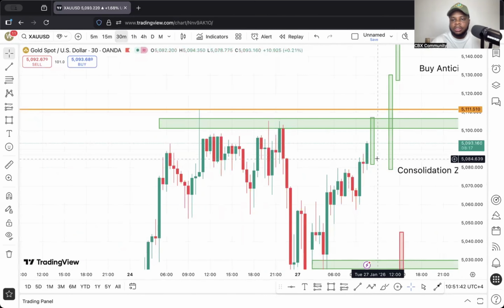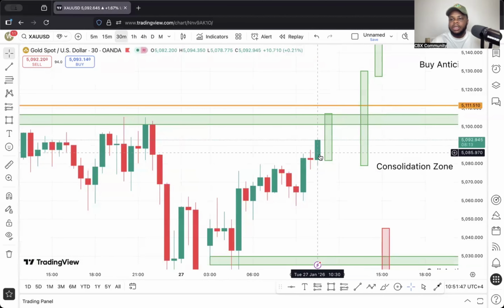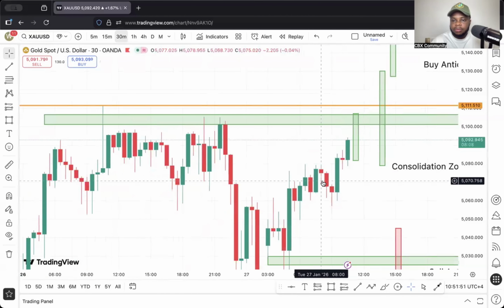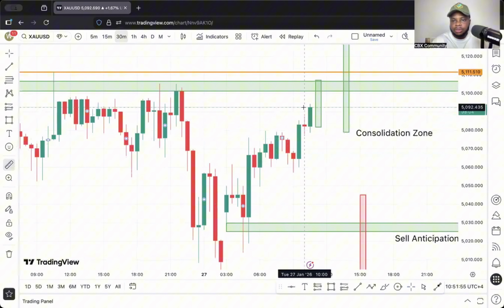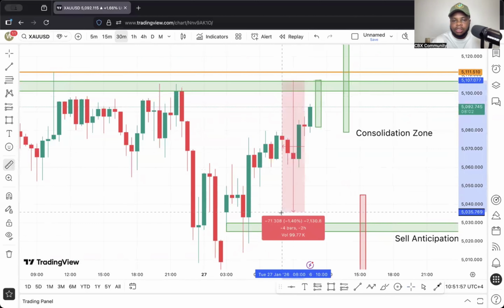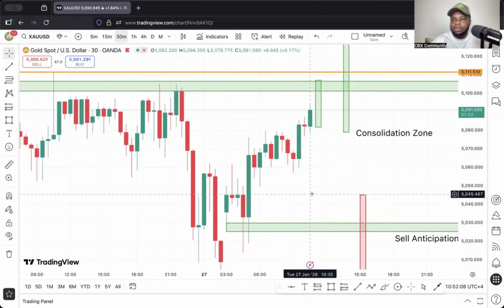So let's go back to the 30 minutes. Let's see how this candle will close, since it is left with 8 minutes before it needs to close. Let's measure from our resistance zone to our support zone. Let's see the range. We are looking at 756 pips. That's a 754 pips range.